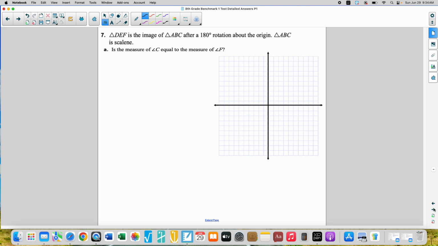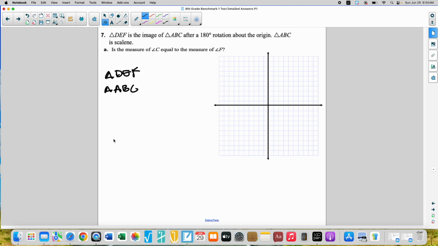All right, number 7. Number 7 says triangle DEF is the image of ABC after a 180-degree rotation around the origin. ABC is scalene. Is the measure of angle C equal to the measure of angle F? Now, we know that when triangles are similar, the corresponding sides and corresponding angles are congruent. That's the definition of similar.